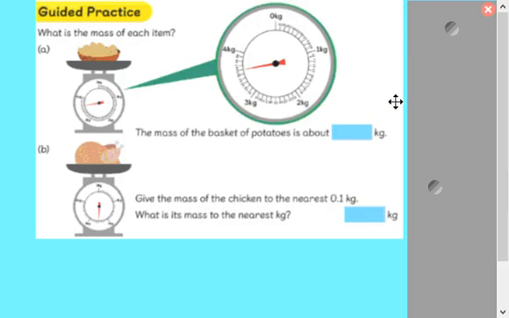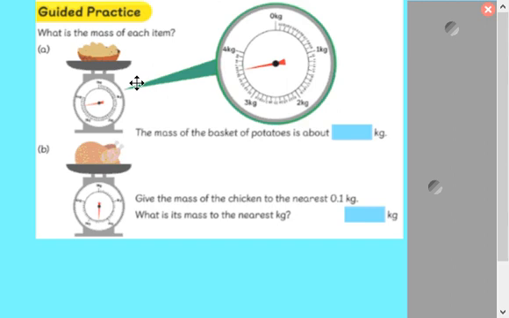Okay, it's time for guided practice now. What we're asking here is, what's the mass of each of these items? What the book has done here is give you an enlarged set of scales. The thing about mass, we're talking about weight, aren't we? What we want you to do is tell me what each of these two items of food are weighing. Press pause now and press play when you're ready for me to talk through the answers with you.